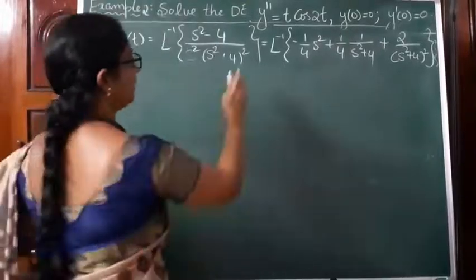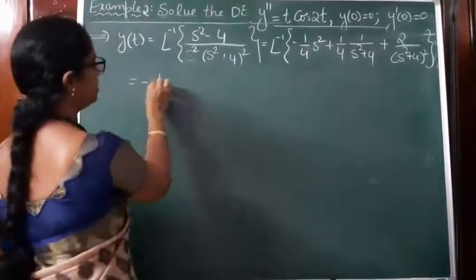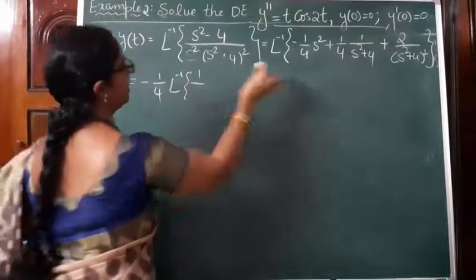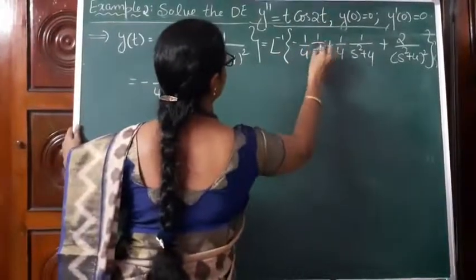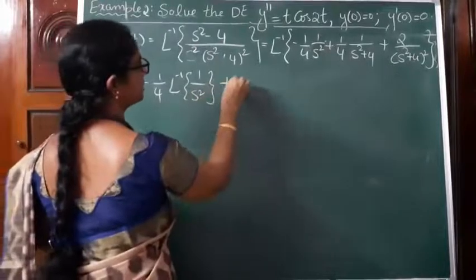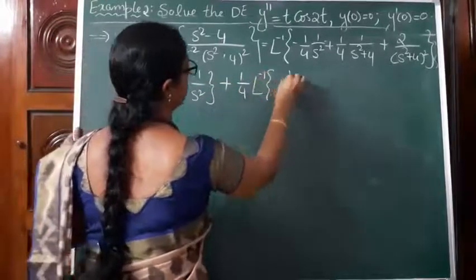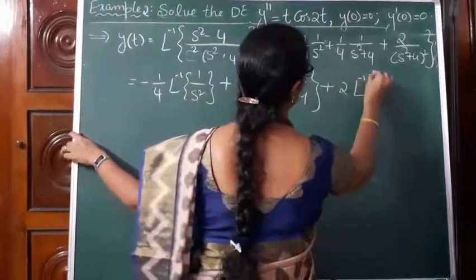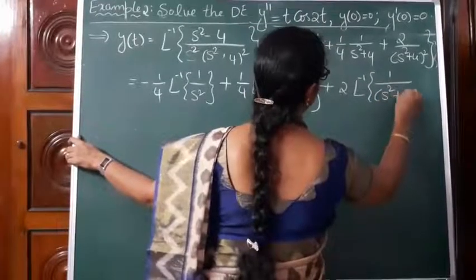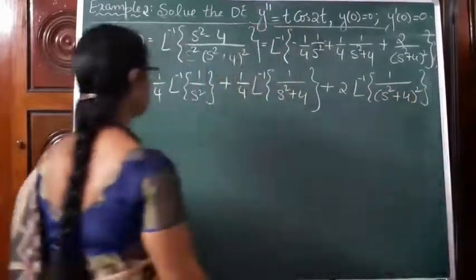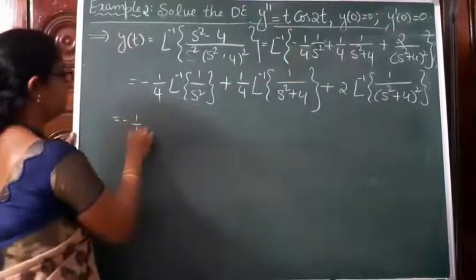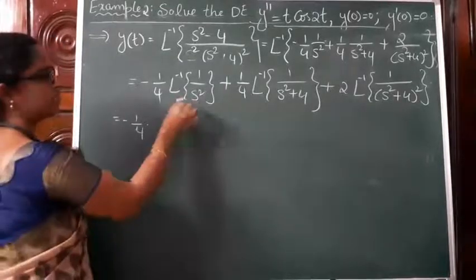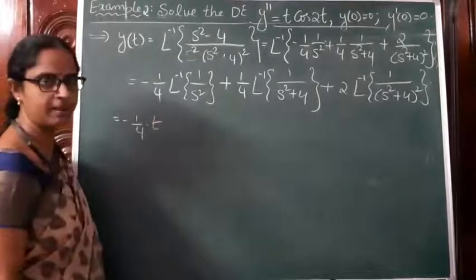Now using linear property, we can separate the terms. −1/4 being constant is taken outside. So we have L inverse of 1/s², sorry, here this is 1/s², plus 1/4 times L inverse of 1/(s² + 4) plus 2 into L inverse of 1/(s² + 4)². Now what is L inverse of 1/s²? L inverse of 1/sⁿ is t^(n−1)/(n−1)!. So L inverse of 1/s² is t¹/1!.